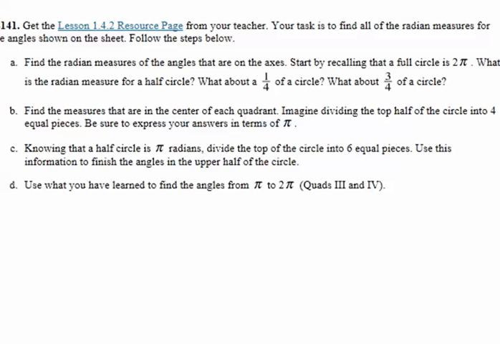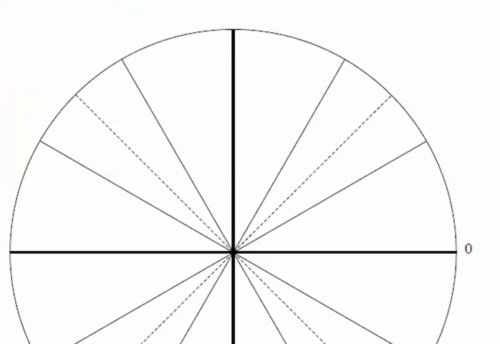Now, this is using that resource page that I gave you, the large circle. And it's this one right here. So we're going to see about what all the radian measures are on a unit circle going all the way around. So the first part, A, find the radian measures of the angles that are on the axes, and start by thinking about that 2 pi is 1 full revolution.